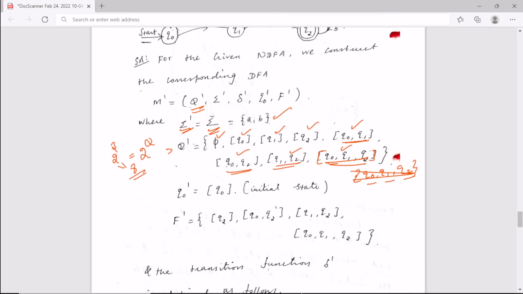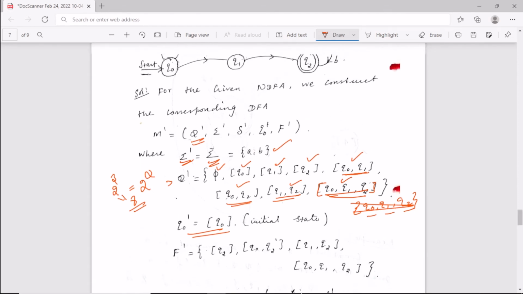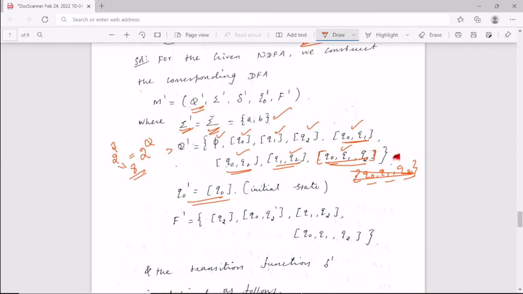Next, which is the initial state? As I told already, Q0 is the initial state, so here itself Q0 is the initial state. And which will be the final state? Look at the diagram. The final state is Q2. So in these subsets, that is in Q dash, you have to take the states which contain Q2. This one contains Q2, so take it. Next, this one contains Q2, take it. Next, this one contains Q2, take it. And this one contains Q2, take it.